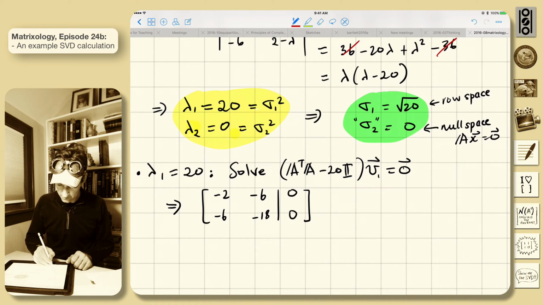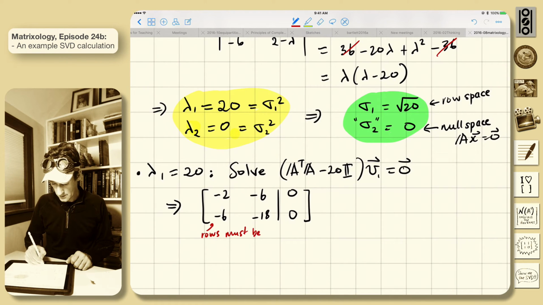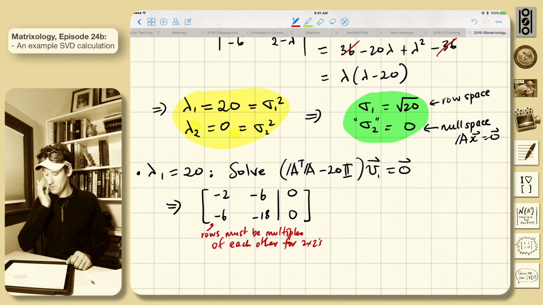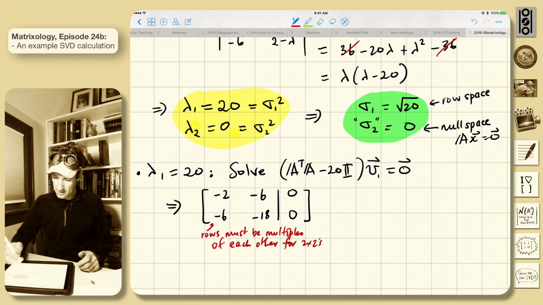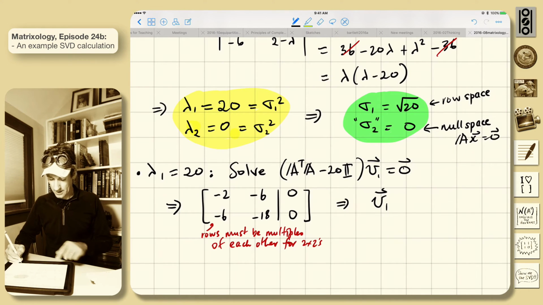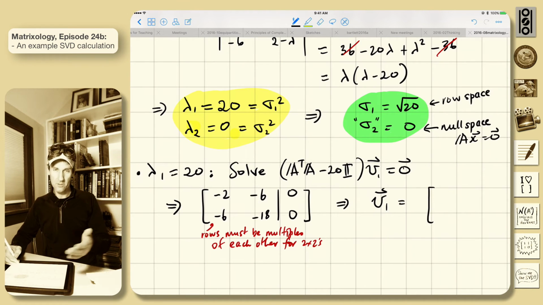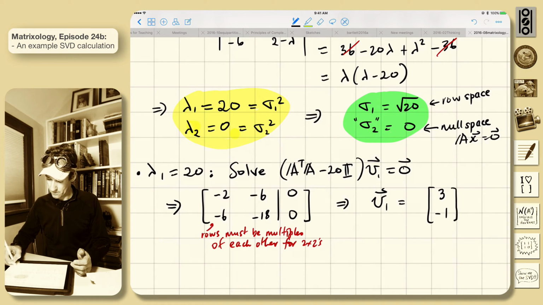So let's put that in. Rows must be multiples of each other for 2 by 2s. Well, unless one of them is 0, 0. Because we do row reduction, we'll get zeros along the bottom row. And you can always jump here because we can flip. We can see V1 has to be at right angles to each row. So we could divide through by 2.